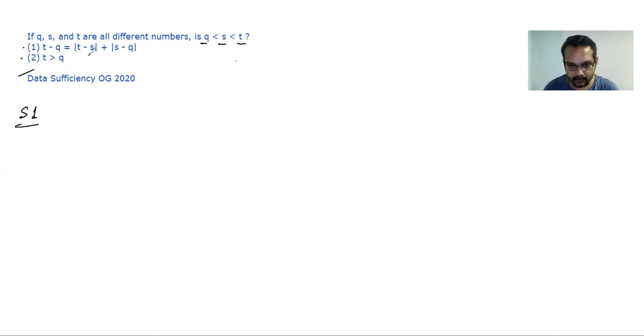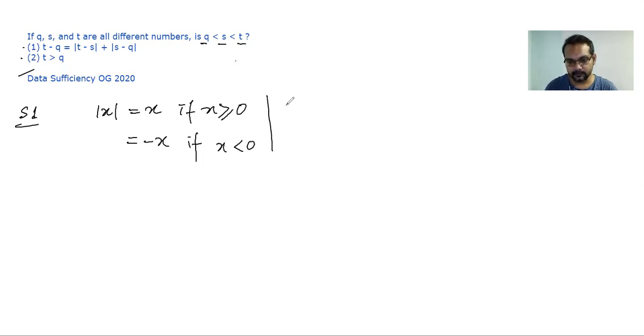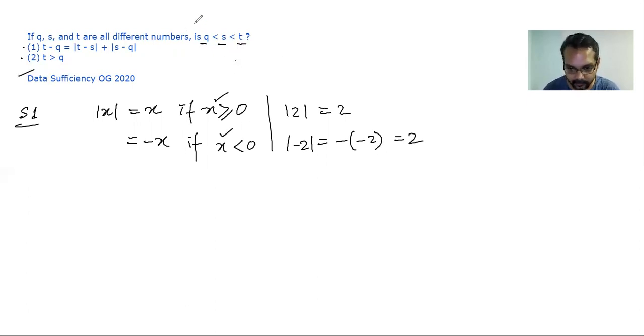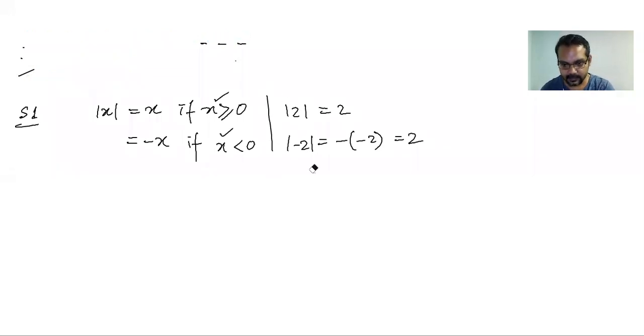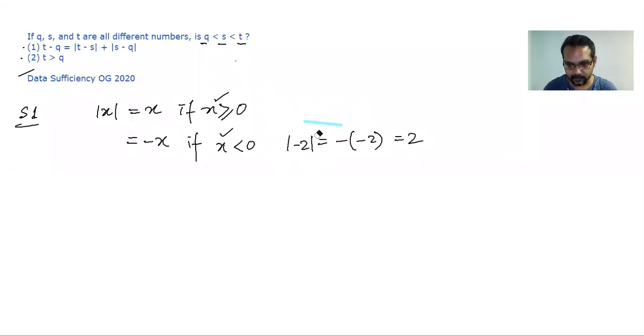Now, those of you who understand the basic definition of modulus: mod x is equal to x if x is greater than or equal to 0, and mod x equals negative x if x is negative. For example, mod of 2 is 2, because 2 is positive. Mod of negative 2 is negative of negative 2, which is positive 2, because it is negative, so we have to do negative x. So that's the basic idea of modulus. Now, let us use this logic and try to answer the question that we have.